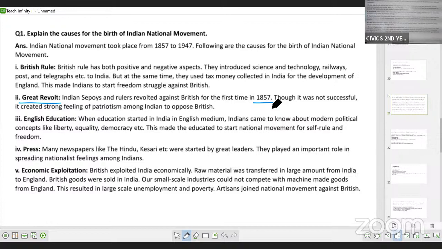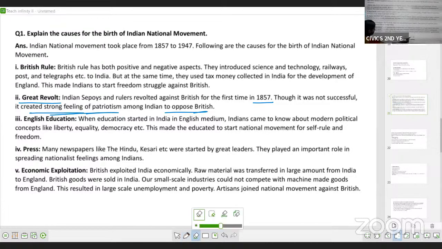Though we did not achieve anything and it was not successful, it created a strong feeling of patriotism. It instilled a confidence that we can fight with the Britishers. Indian rulers gained confidence that we can go against the Britishers. So it created a feeling of patriotism among the Indians to oppose the Britishers. That was your Great Revolt of 1857.